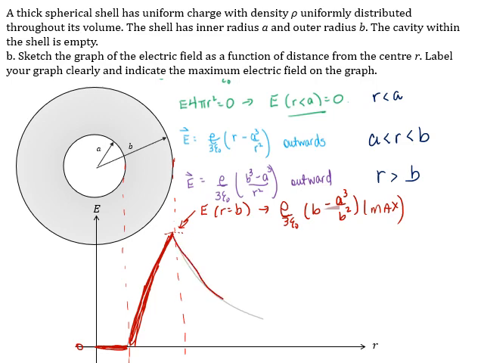Okay, for r greater than b, we see that it falls off as 1 over r squared, so it falls off more or less like this. And as r gets big, eventually E goes to 0. So there's a decent picture of what the electric field looks like as a function of distance from the center.